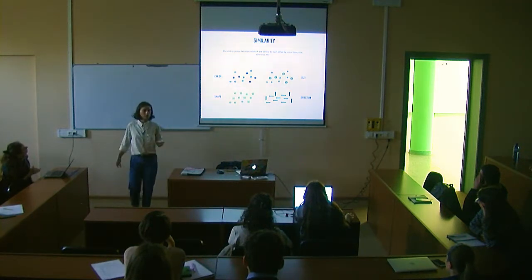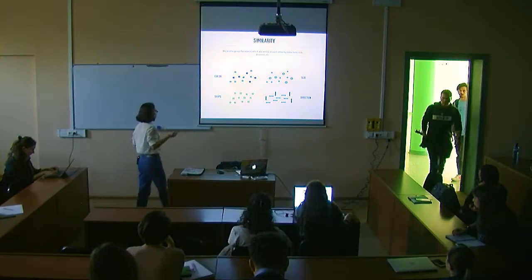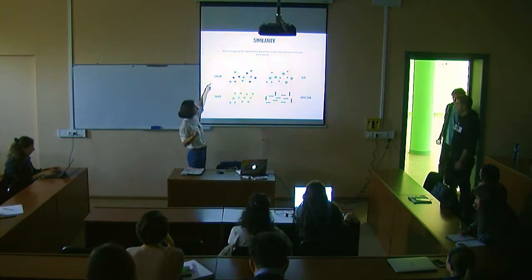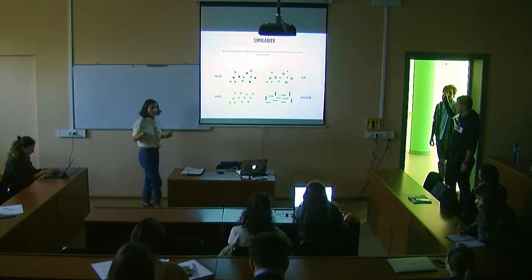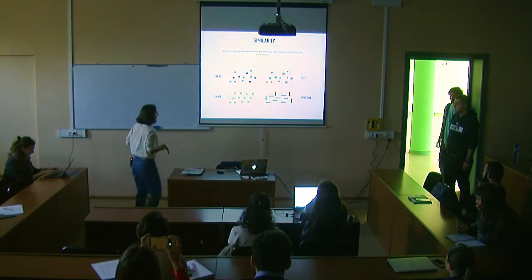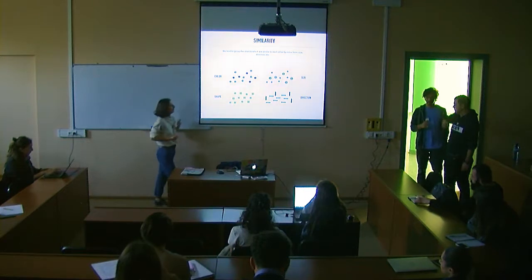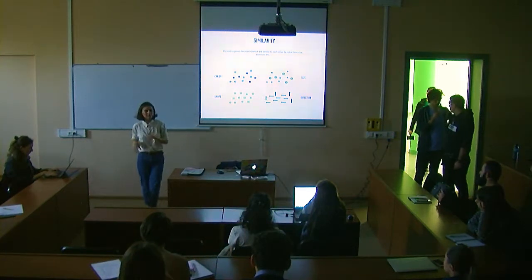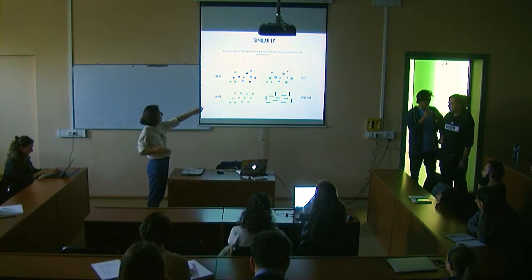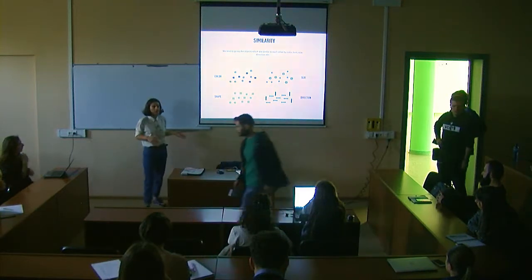Similarity. Of course, when we group things by enclosure and by space, we think that they are similar in some terms, but we also group things by color, by size, by shape, and by direction. If we don't have any information here, we can understand that those red bubbles represent one thing, and those green bubbles represent another thing. It's the same for size, for shape, and for direction as well. Those are tools for us to differentiate.